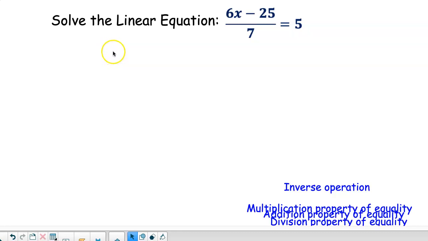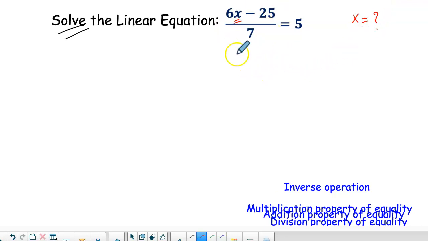Solve the linear equation (6x minus 25) divided by 7 is equal to 5. So given the equation 6x minus 25 divided by 7 is equal to 5, and you are asked to solve this, we have to solve this linear equation, right? When you are asked to solve, you have to find the value of x. Here the variable is x. What is the value of that x?